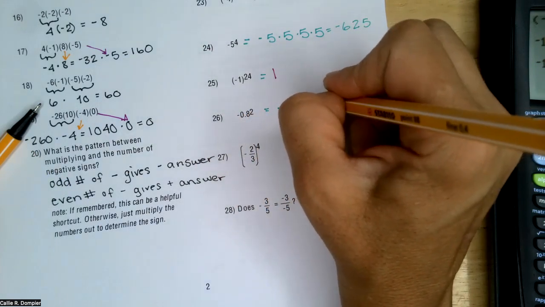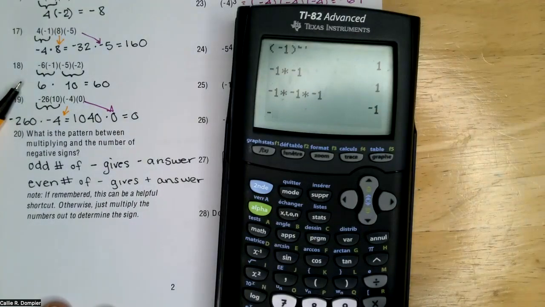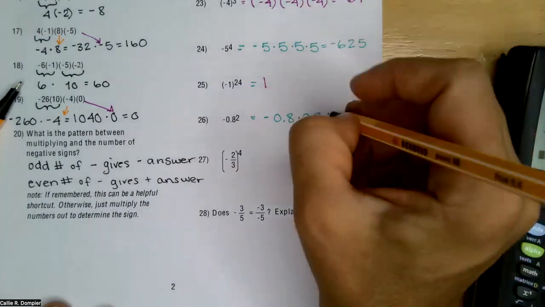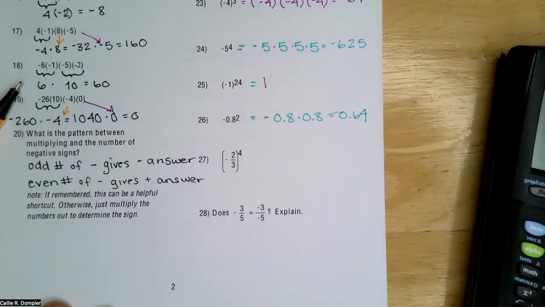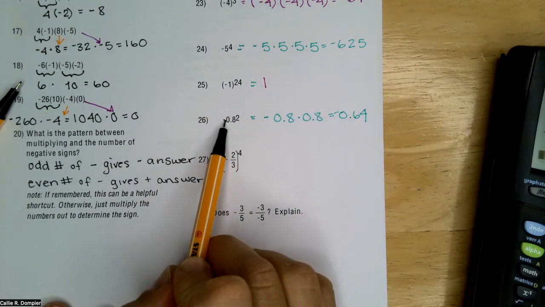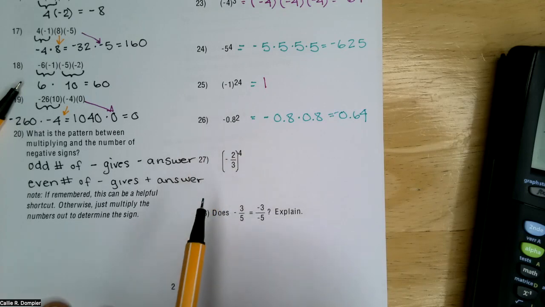-0.8 squared means the 0.8 is multiplied by 0.8, which gives -0.64. Sorry, I forgot the negative sign. Good. There's only one negative sign, and it was outside the parentheses, so it stays.